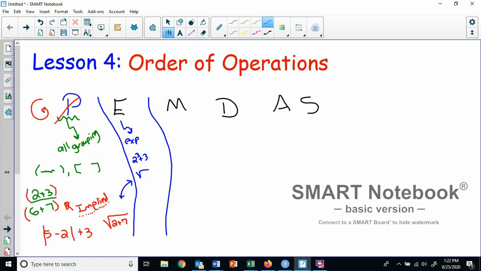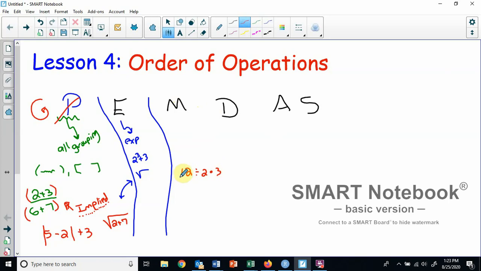It's understood. And then this is where we get to a really confusing part. Multiplication, division, adding, and subtracting. And this is where we've been really misled. Okay? Let me give you an example. Let's see. 12 divided by 2 times 3. And so, how do we do this?